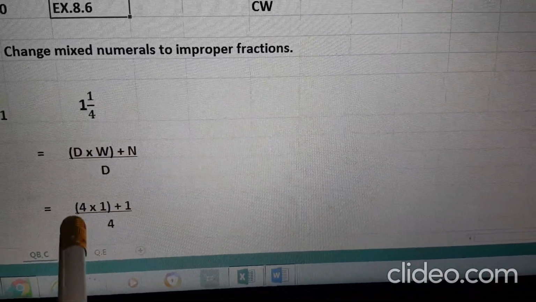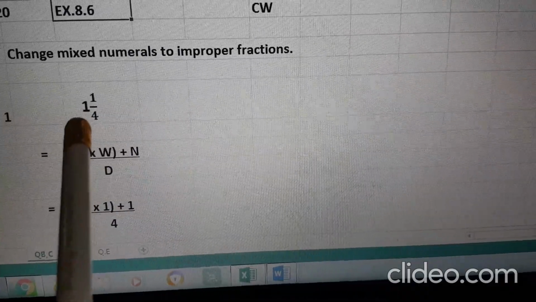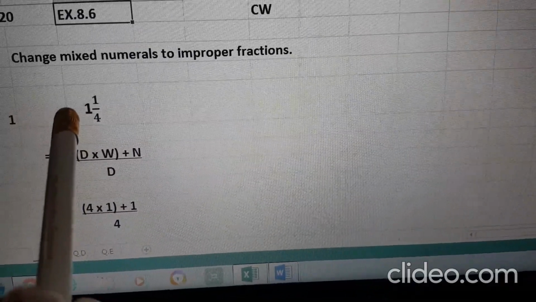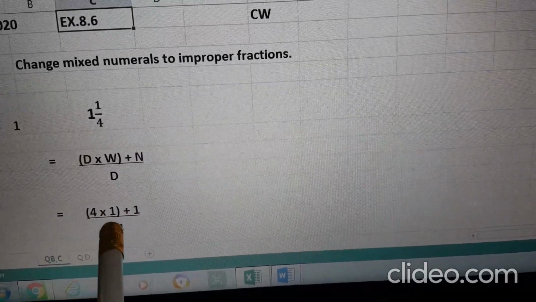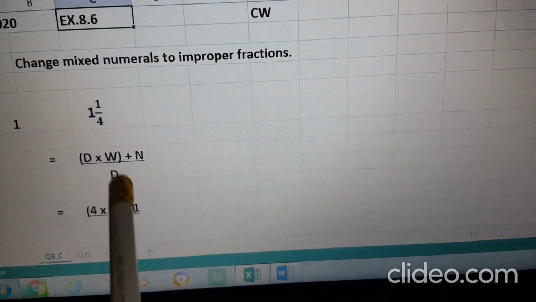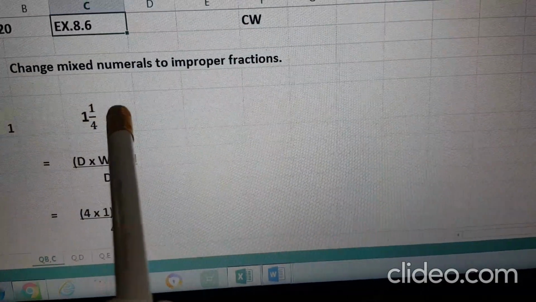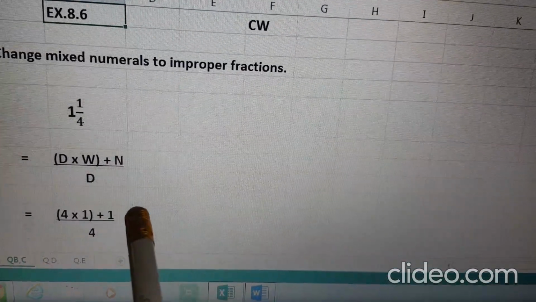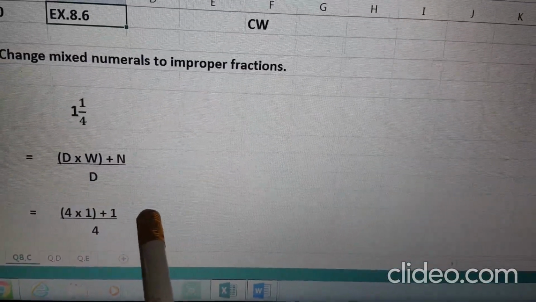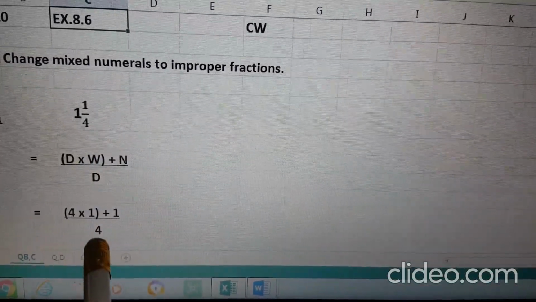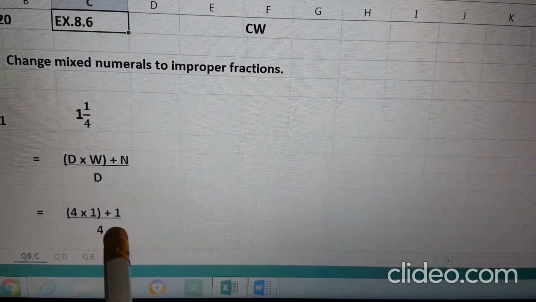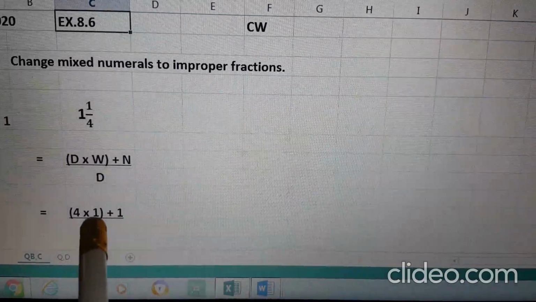So 4 denominator we will write multiplied by whole number, that is 1. 4 into 1 plus numerator. Numerator again is 1. So we'll write plus 1 here. And denominator is 4 here. We'll write 4. How to do this?